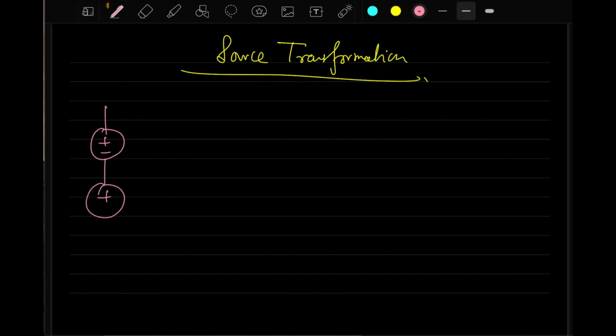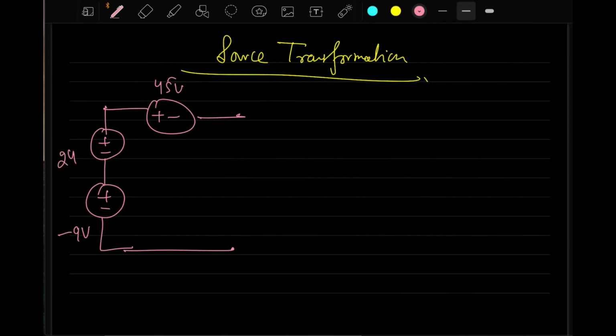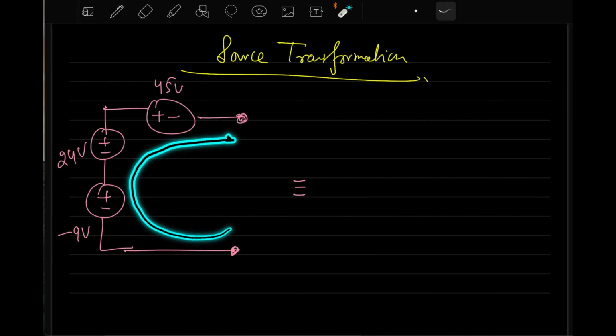analysis or not. If you have, let us say, voltage sources like this, a 9 volt minus, let us say here, and 24 here. If I want to calculate the voltage at these two points which I have just indicated, what is that value? Are you comfortable with this? I will go by KVL, right? Yes, sir. So what is the final answer?